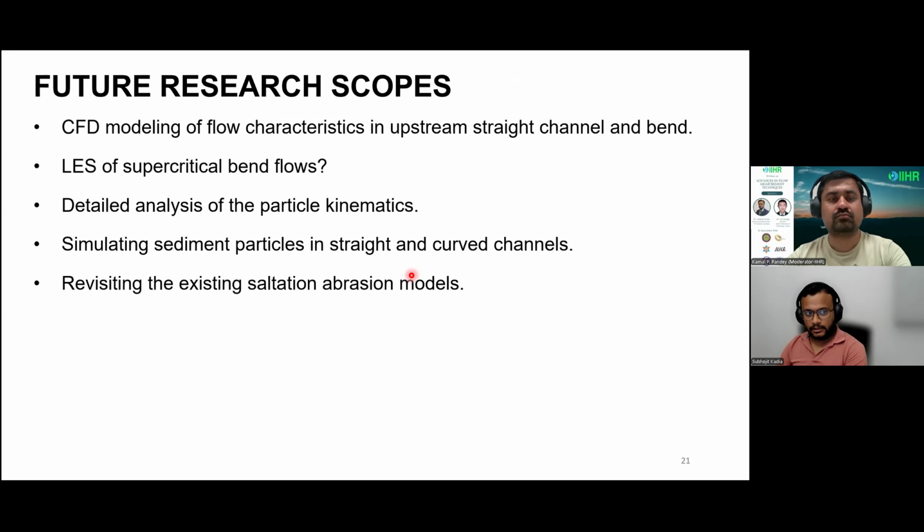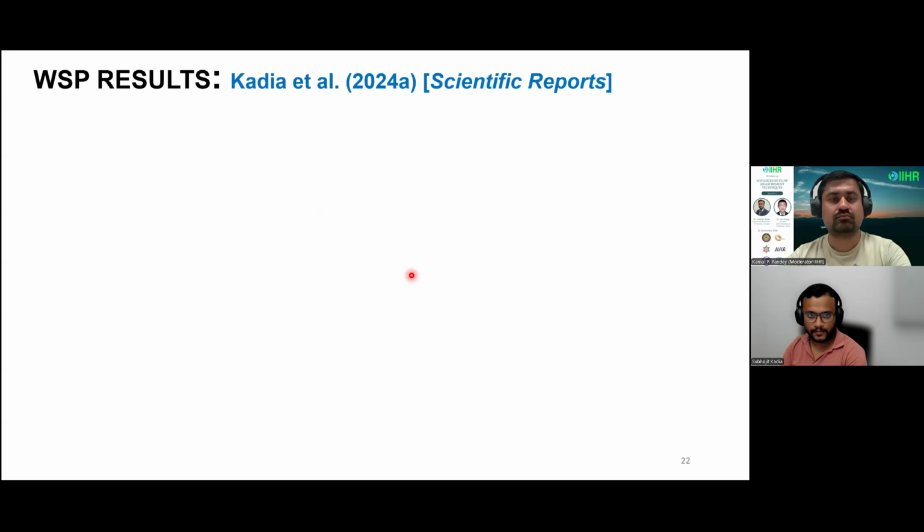Currently I'm also focusing on LES simulation for supercritical flows and Lagrangian particle modeling, to reflect my experimental findings using DEM, discrete element modeling, and also trying to do further particle motion analysis from my videos, so that we can rethink the existing saltation abrasion model and whether we can improve the existing knowledge and the models.